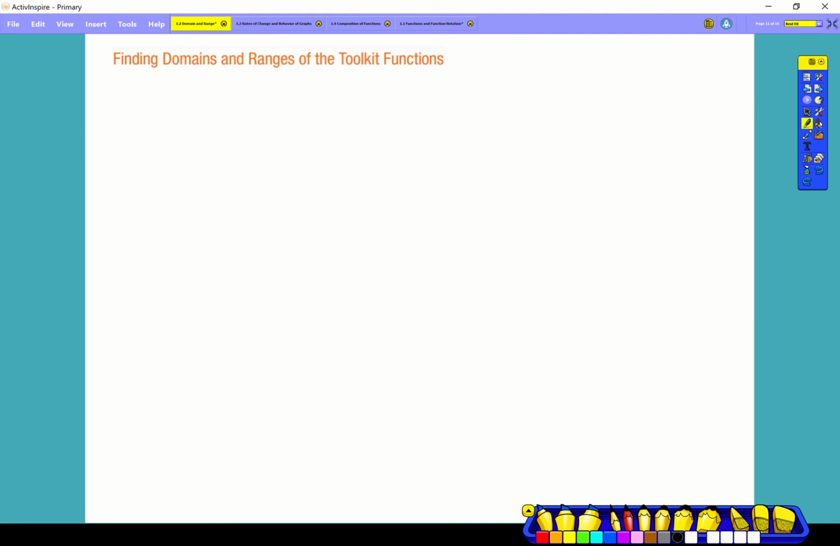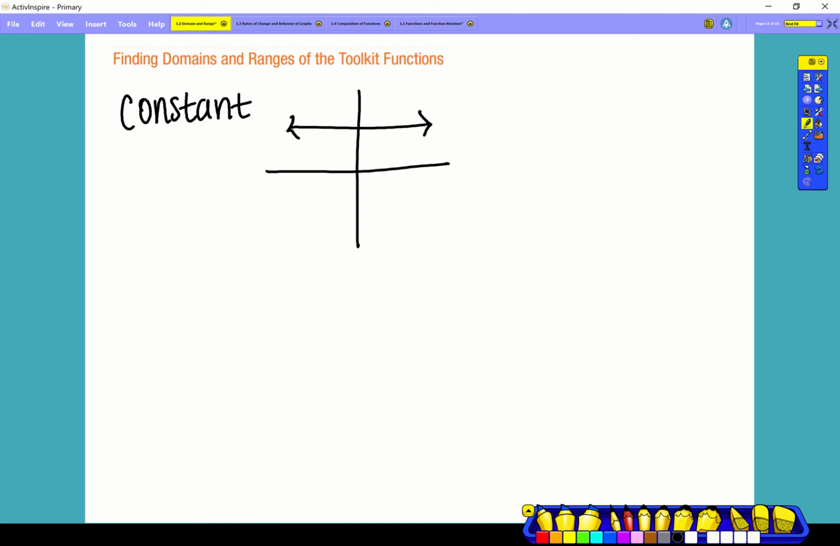So we're going to find the domain and ranges of the toolkit functions. So one we have is the constant function. And remember, that was just any function there. So the domain here is all real numbers, or negative infinity to positive infinity. And the range here is just going to be C, whatever your constant number is.